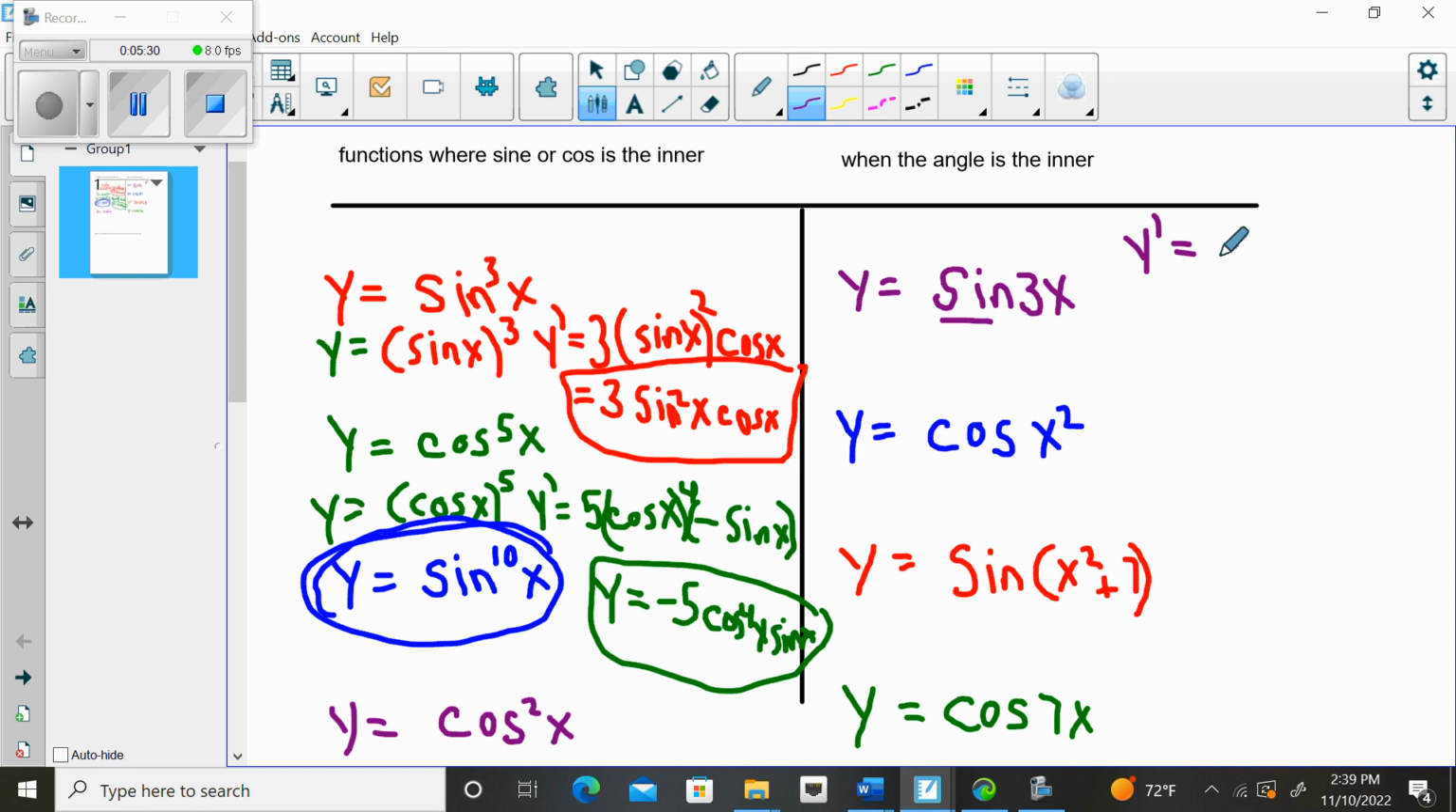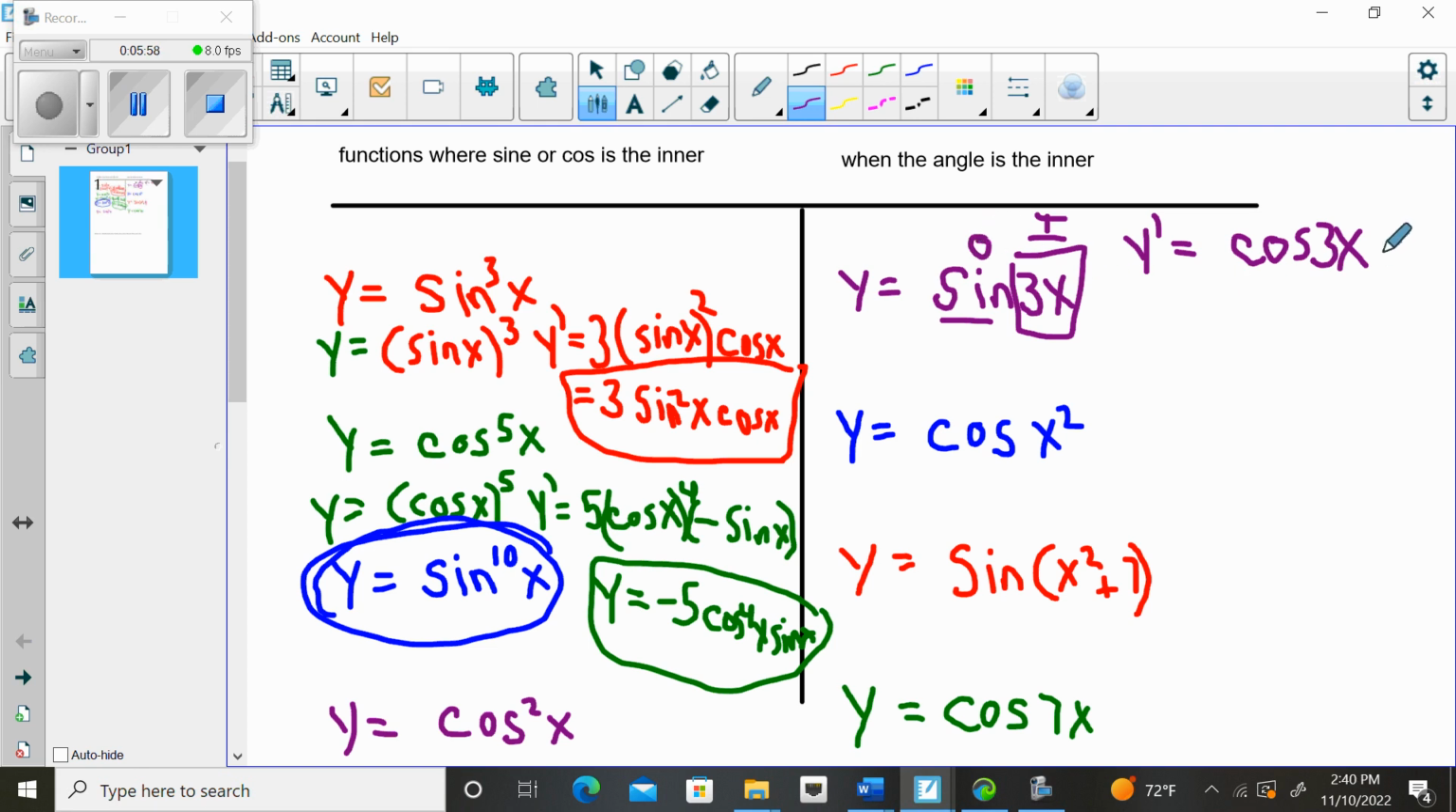So derivative of sine is cosine. Keep the exact same angle. Then times the derivative of the inner. Inner is the angle. What's the derivative of 3x? It's 3, right? Because this is my, I'll label that I, and this is my O, inner and outer.